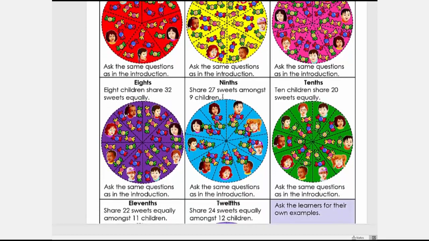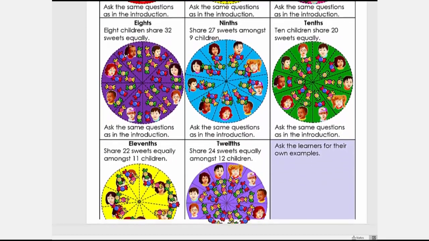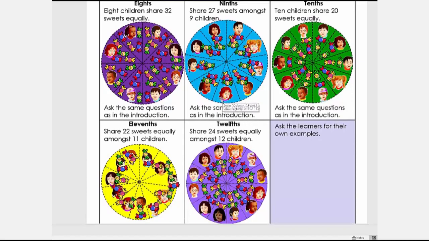Okay, welcome back. I'm going to scroll so you can see the last few activities that focus on 8s up to 12s. You're going to do the same. Remember to use those questions every time you look at one of these fraction circle wheels with all the sweets and the children. Also ask them to tell you who the characters are and what objects we are using. The characters are the children, and the objects are the sweets and the fraction circles.